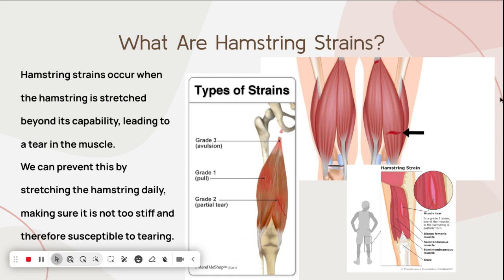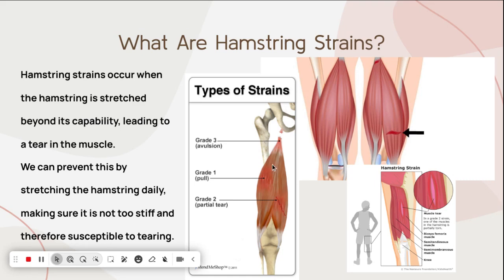So to the right are some images of some types of hamstring strains. A grade 1 is just a pull. That's when there's not a tear that actually goes through your hamstring, just like a stretch. Your pain will be minimal and there will be minor swelling.